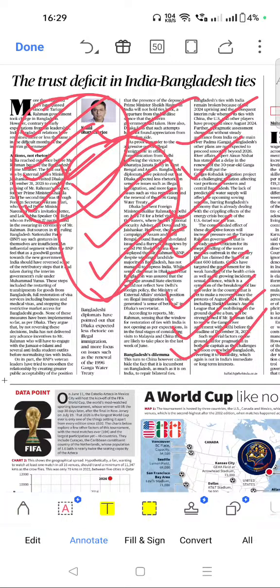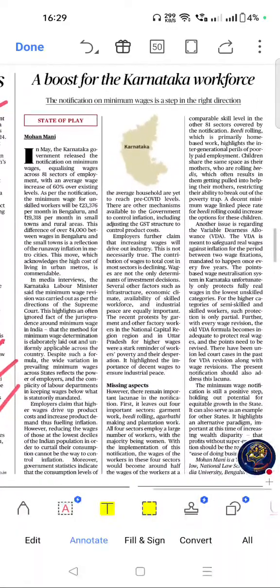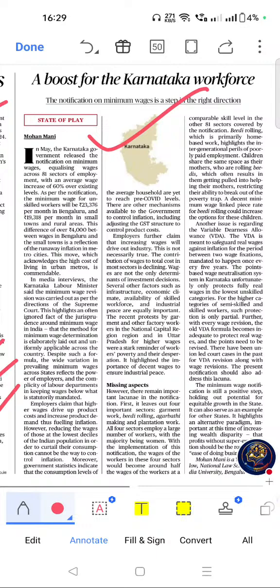Next important article from this page was this one. A boost for the Karnataka workforce. If you see the importance of this topic, labor reforms are important for UPSC economy. Minimum wages are frequently asked in exams. Links economy with social justice, and it is relevant for inflation and wage policy. Questions have appeared on labor reforms, informal sector, minimum wages, inclusive growth, and poverty reduction.